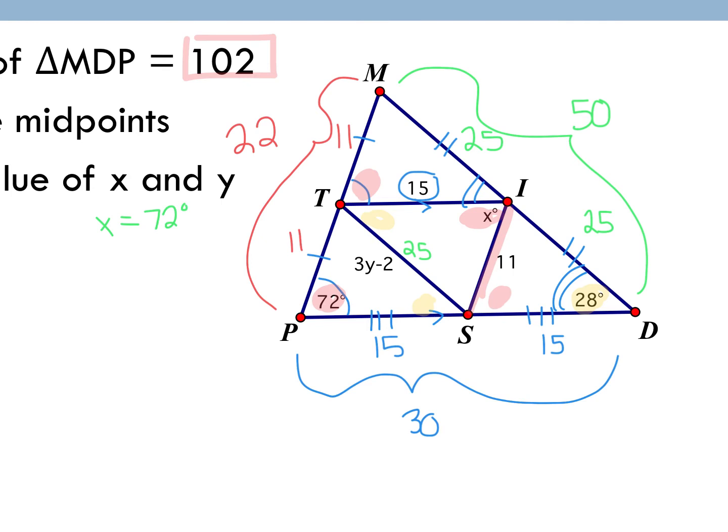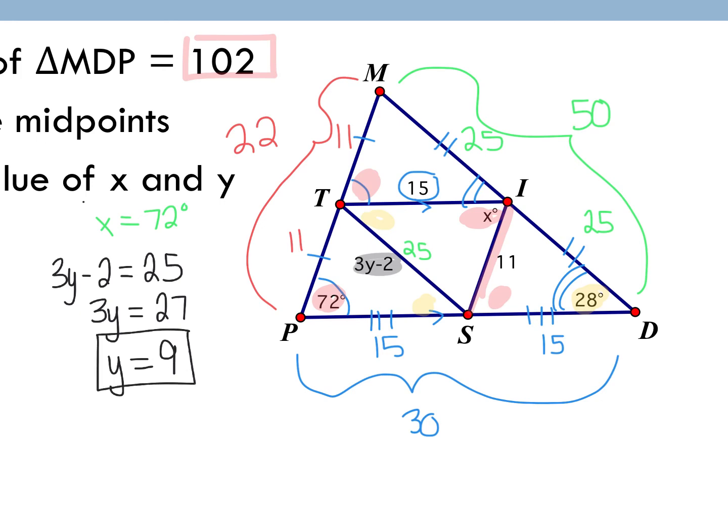Now let's solve for Y. Well, Y is a segment. It's this segment right here. We know that it equals 25. Let's write that equation for Y. 3y minus 2 is going to equal 25. Add 2 to both sides. 3y is going to equal 27. Divide both sides by 3. We get y equal to 9. So we have found our two variables that we were looking for.